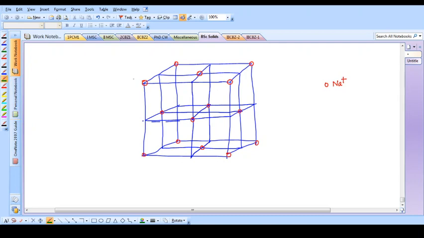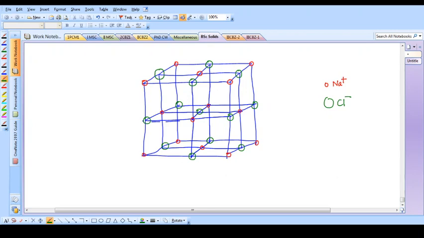Let us represent chloride. Here you have a chloride, chloride, chloride. So alternatively you have one sodium and one chloride. The larger ion, in this case I have used green color to indicate chloride ion. So it is easy to draw the crystal structure of sodium chloride. However, you require to practice drawing this structure.